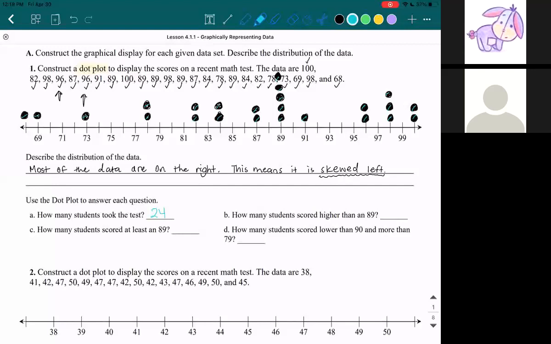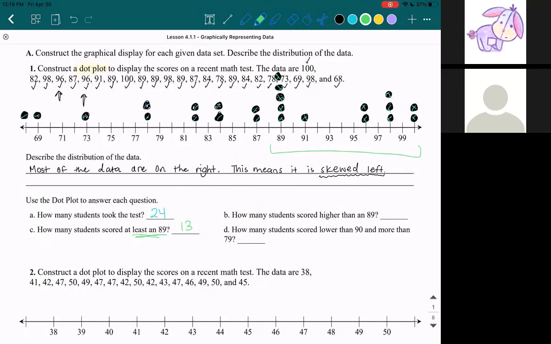How many students scored at least 89? So at least means you want to include the 89. I'm going to count all the dots that are in this side, okay? So counting those, I get 1, 2, 3, 4, 5, 6, 7, 8, 9, 10, 11, 12, 13. 13 students scored at least an 89.